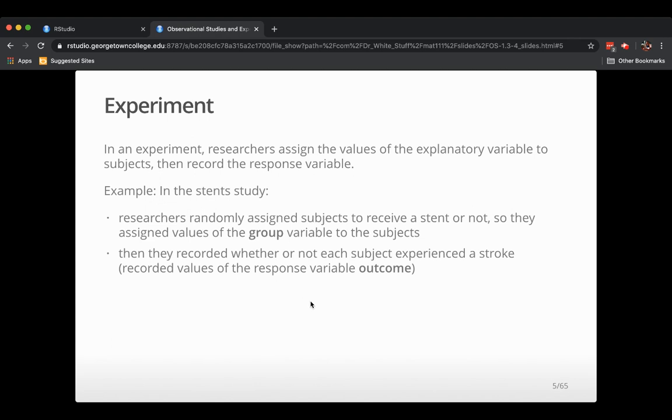Now, there was a response variable in the study. It was the outcome variable, and the researchers did just record that. They didn't make anyone have a stroke or anything like that. They just waited a year to see whether each person would have a stroke and recorded what happened.